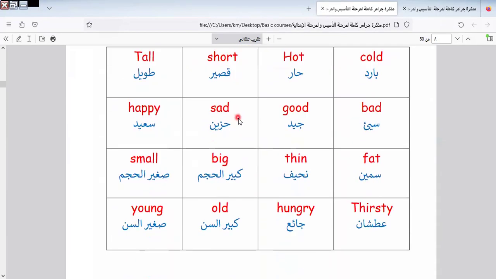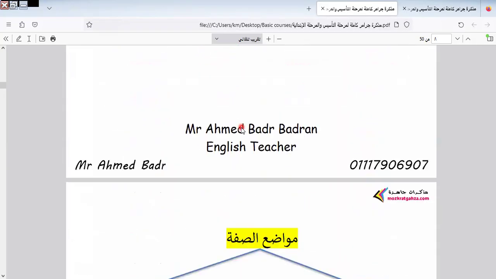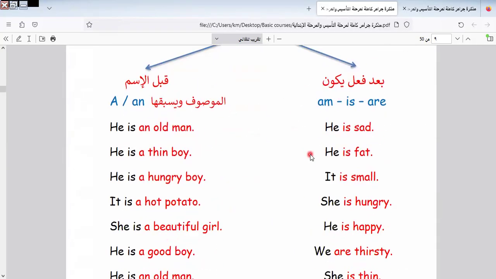We talked about the adjective, and we know that an adjective describes what? I would like to remind you: adjectives describe nouns. Adjectives describe what? Describe nouns, as we know from the last video.